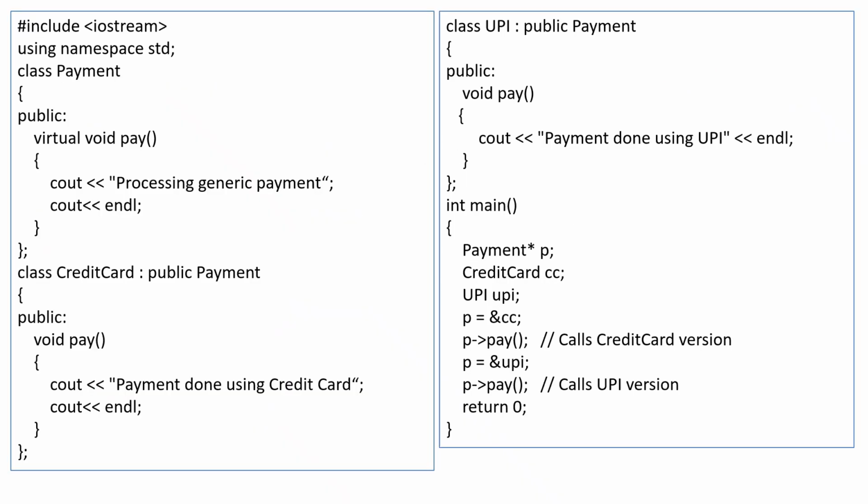Let us see a real world example. We have a Payment class with a virtual function pay. Derived classes are CreditCard and UPI. Each class defines its own implementation of the pay function. Using a base class pointer, we can switch between different payment methods dynamically. This is widely used in real applications.